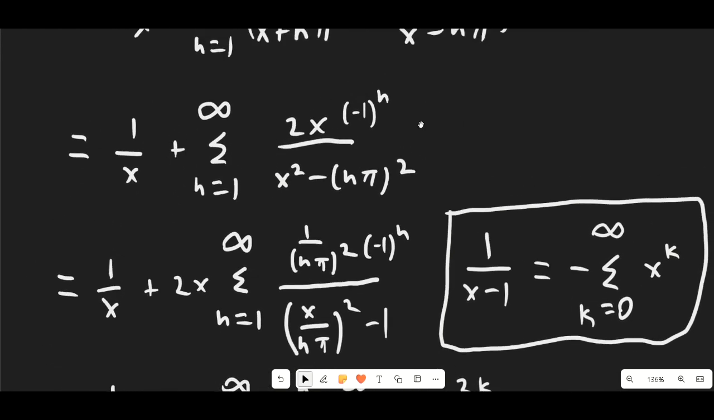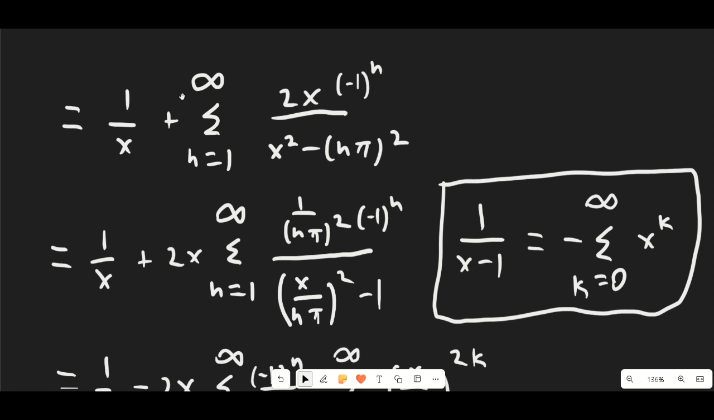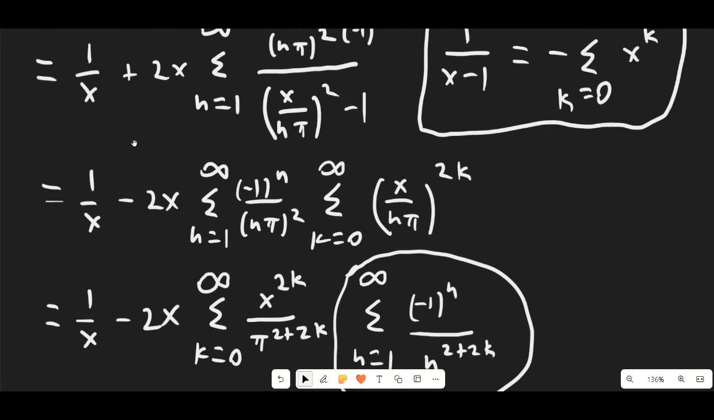Then what we're going to do is a little bit interesting. First off, we bring that 2x outside, and then we're going to divide on the top and bottom by n pi squared. So we're going to have 1 over n pi squared on the top, and on the bottom we're going to have x over n pi all squared minus 1. Then we're going to apply the power series for 1 over x minus 1 right here. So we're going to get another summation. So what this is going to look like is we're going to get 1 over x minus 2x times the sum from n equals 1 to infinity of negative 1 to the n over n pi squared. And then this nice little summation with k.